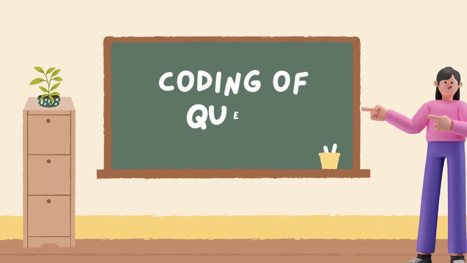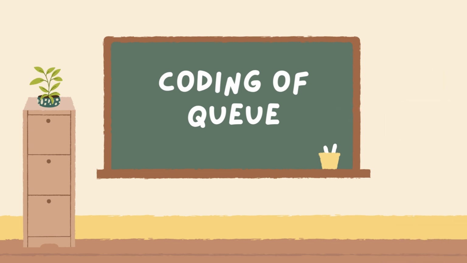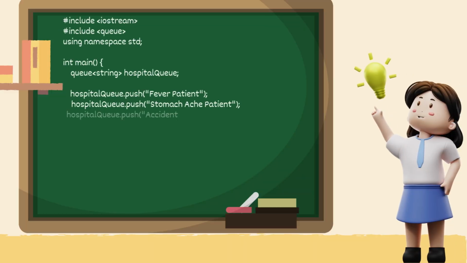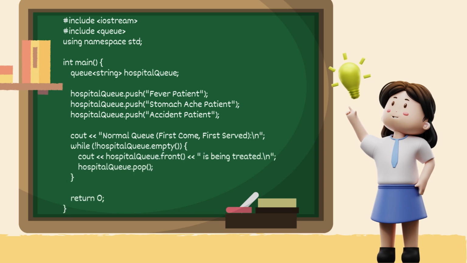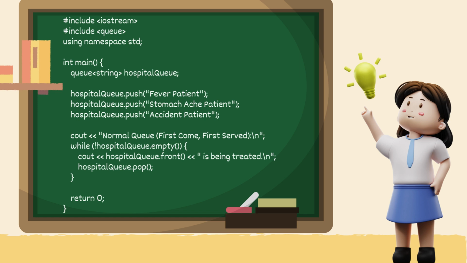Let's look at how a normal queue works in C++, using a simple hospital example. Inside the main function, we create a queue of strings called hospital queue. This queue will store the names of patients in the order they arrive. Now, we add 3 patients into the queue, one after another. hospitalQueue.push, fever patient. hospitalQueue.push, stomach ache patient. hospitalQueue.push, accident patient.